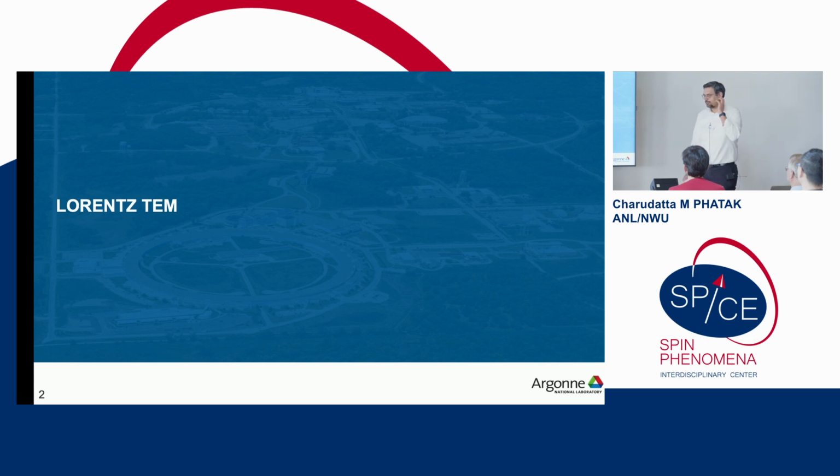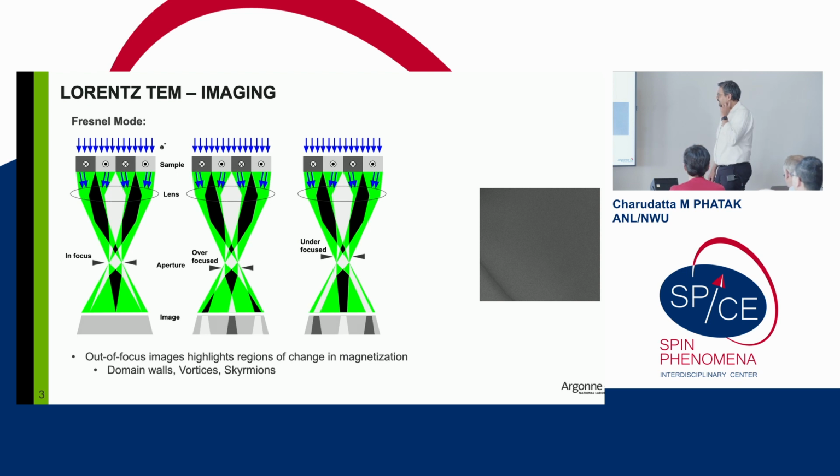So we've already seen a lot of data being presented on Lorentz TEM for imaging skyrmions and so on. I'll give a very brief introduction of how Lorentz TEM works, what its capabilities are, and end with a sort of cautionary tale about how to interpret the Lorentz TEM data. Lorentz TEM works basically similar to a standard transmission electron microscope, except that the sample sits in a field-free region, as opposed to a standard TEM where it's an immersion lens, so the sample experiences almost a 2 Tesla field.